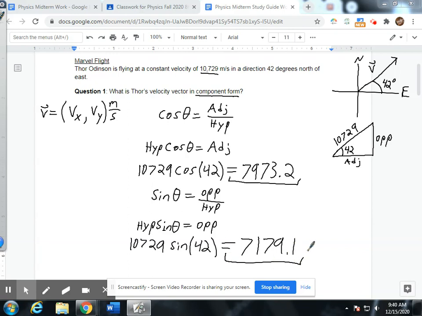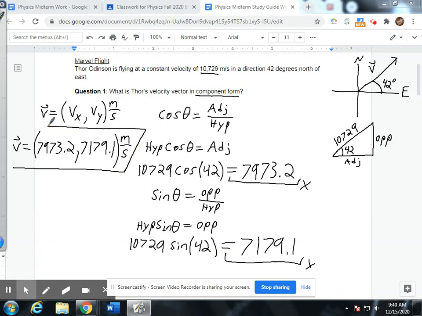We have our two components, our x component and our y component. The last step is just to plug these components into our form to make it nice, neat, and pretty. So we have our x component of 7973.2, comma, y component. And we can't forget our units of meters per second. And to make it clear that that's our final answer, we'll put it in a box. And we are good to go.